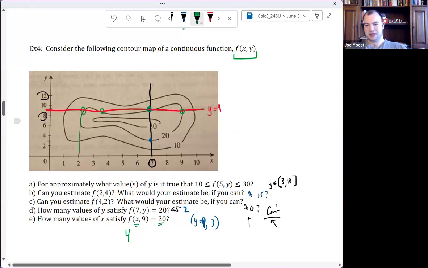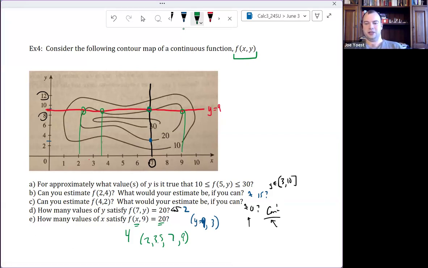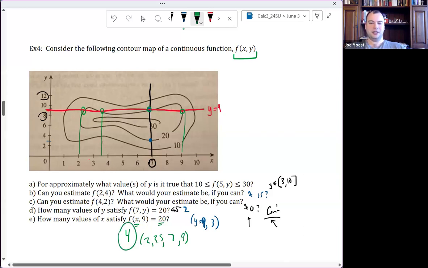And that might be something like 2, 3.5, 7. Well, we found the 7 up here already. And 9. So more or less those 4 values for x look like where we would have f of 2 comma 9 being about 20, or f of 9 comma 9 being about 20. There are 4 values of x that satisfy this relationship, whereas there are 2 values of y that satisfy this relationship.